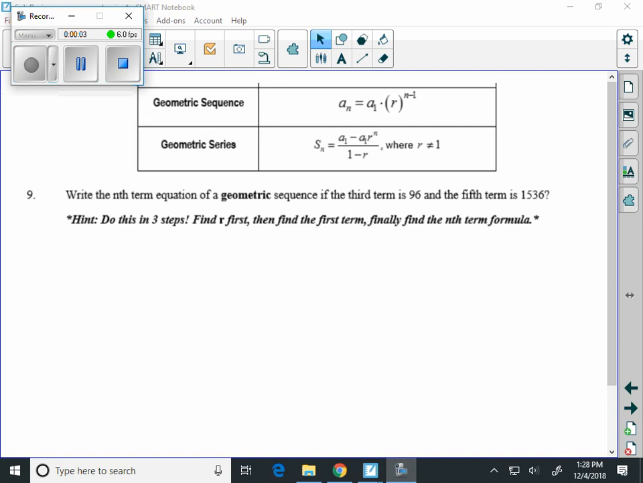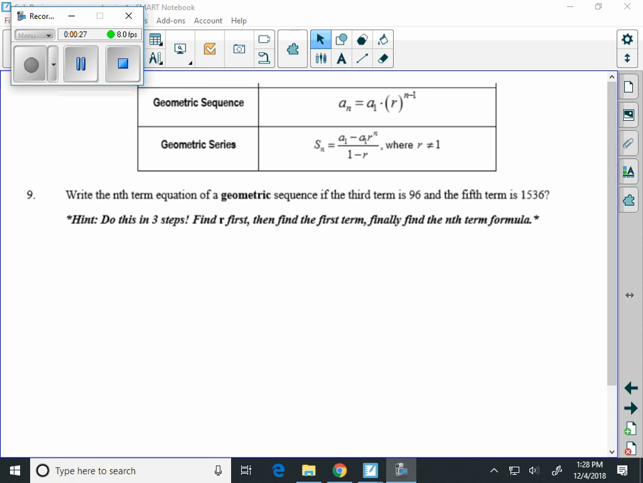Write the nth term equation of the geometric sequence if the third term is 96 and the fifth term is 1536. And look at the hint here. It says, do this in 3 steps. First, find r, then find the first term, and then finally find the nth term formula.